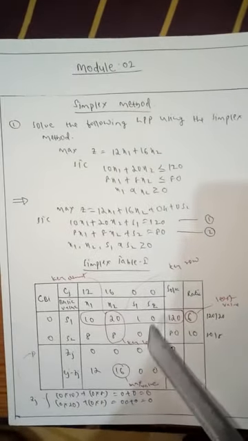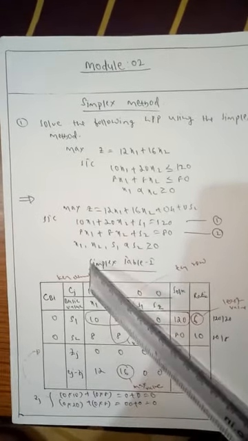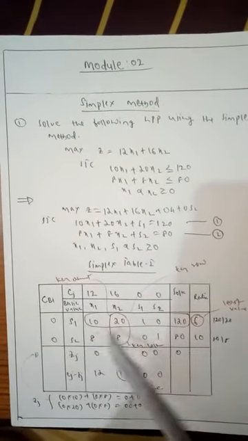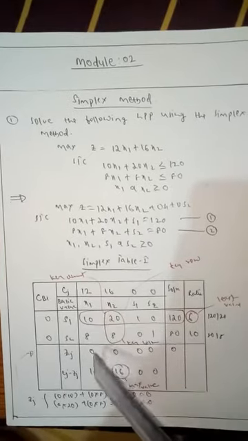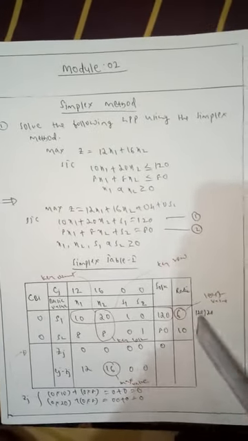The next step is to calculate the cj minus zj values. Here the cj values and the zj values that you got: 12 minus 0 is 12, 16 minus 0 is 16, 0 minus 0 is 0, 0 minus 0 is 0. So this is the initial simplex table.